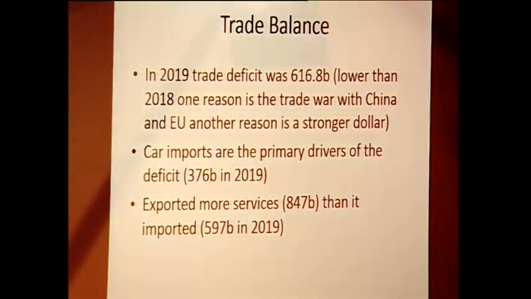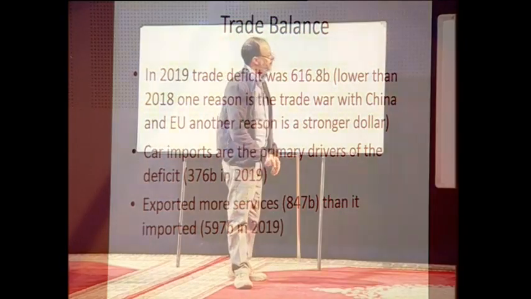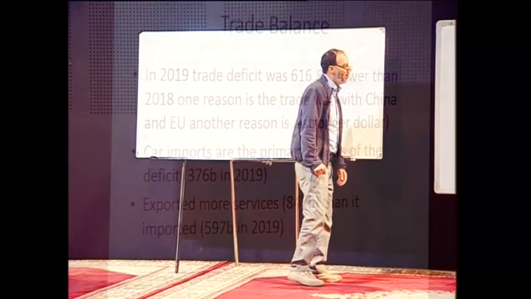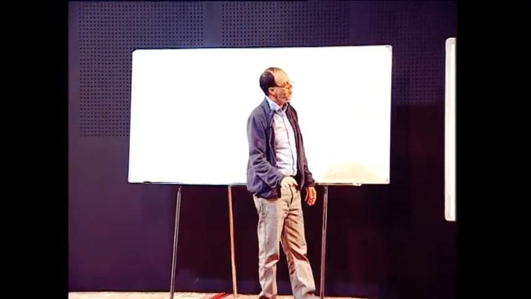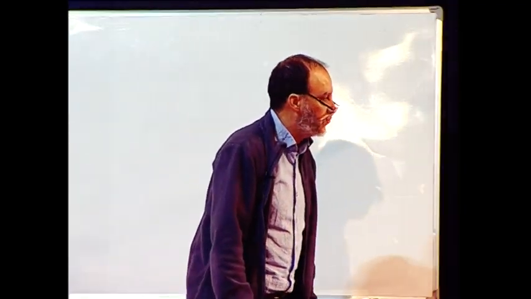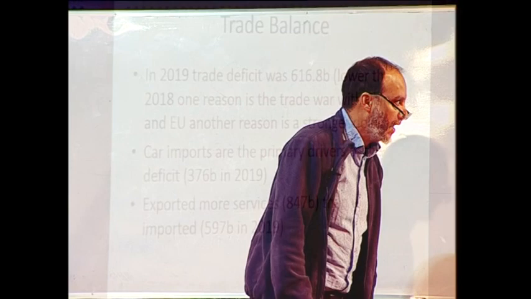Now, the trade balance, okay? Imports and exports. Does the United States export more than it imports, or what? Now, in 2019, there was a trade deficit, meaning that the United States imports more than what it exports. There was a trade deficit of more than 616 billion, lower than in 2018, okay?